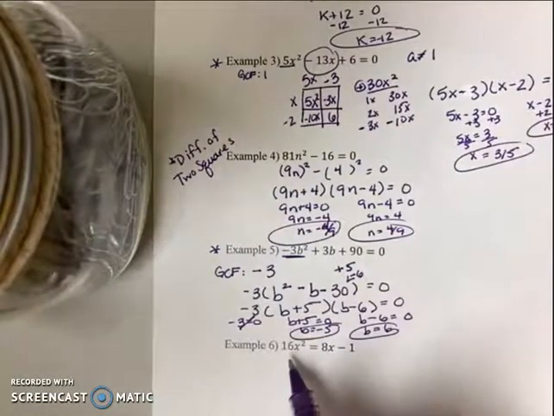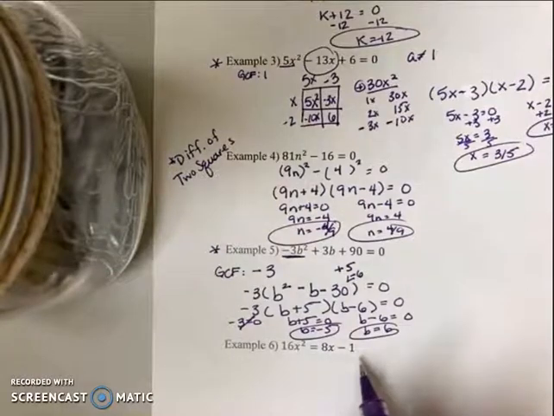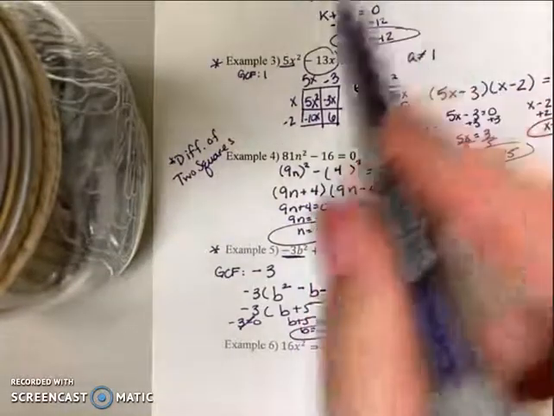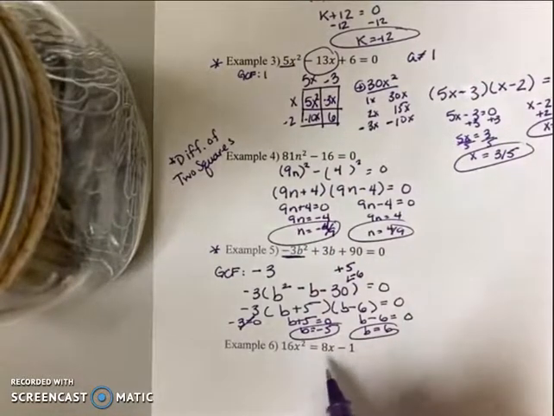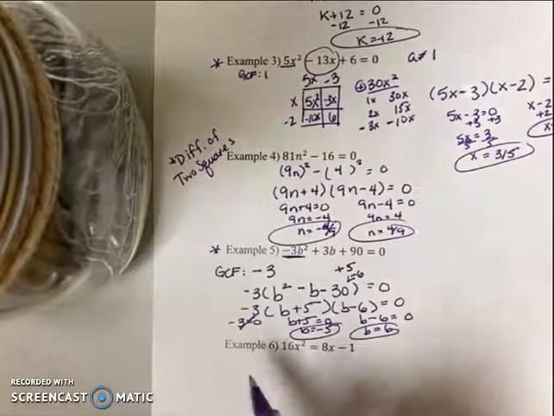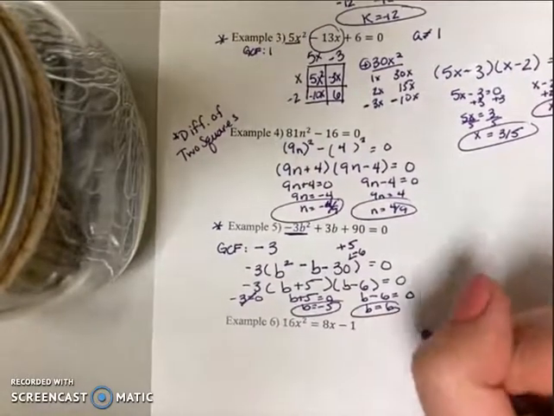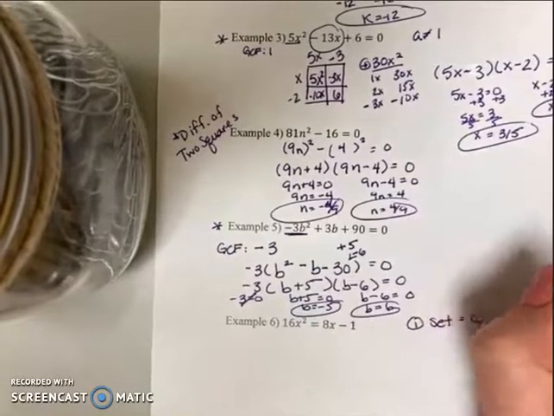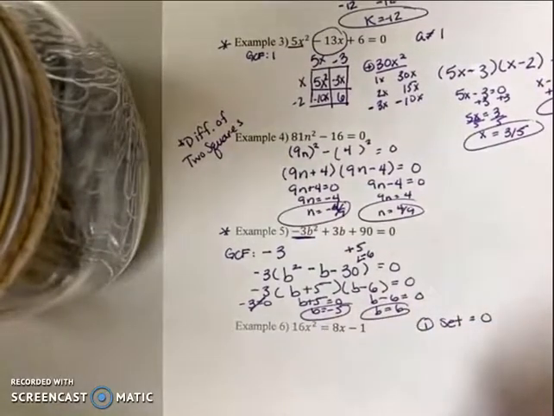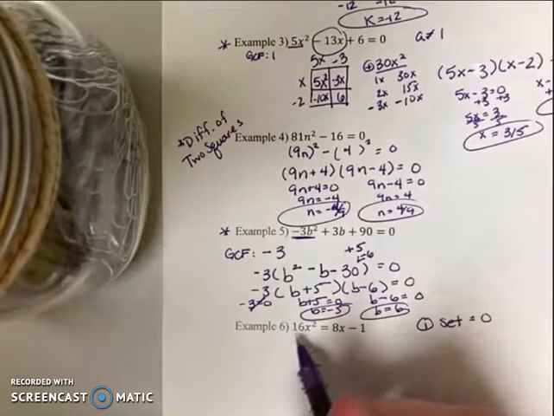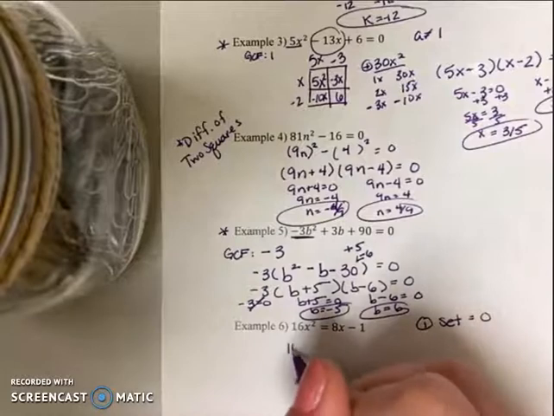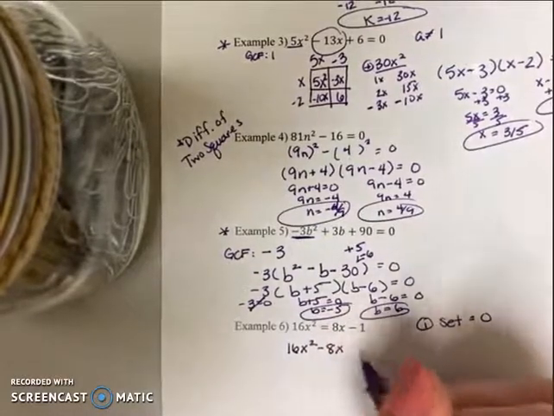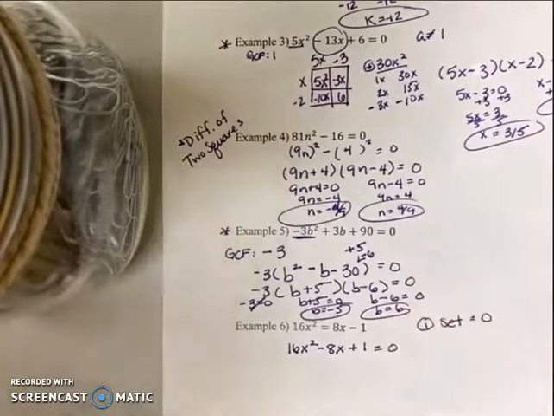Example 6. When I look at this, I see that it's different than the other examples because in all the other ones, they were already set equal to 0. This one isn't. So I need to get everything over to one side of the equation and set it equal to 0. So the first step is to set equal to 0. You want to move everything over to the side that will make the first term, the term with the x squared, be positive. So I'm going to keep this here. I'm going to subtract the 8x and add the 1 over to the other side. So 16x squared minus 8x plus 1 equals 0.